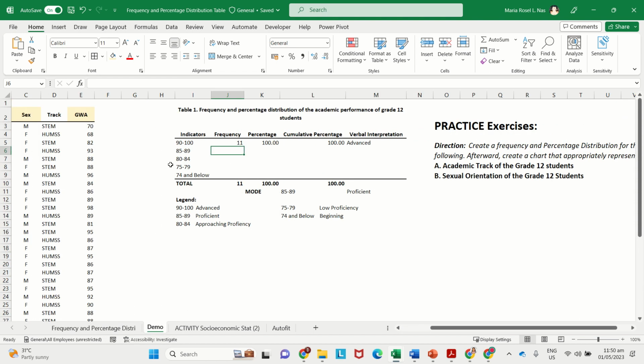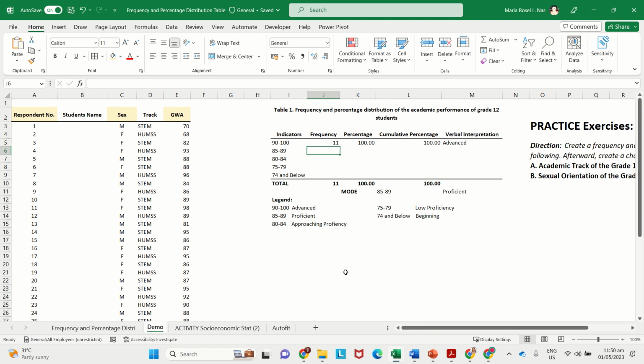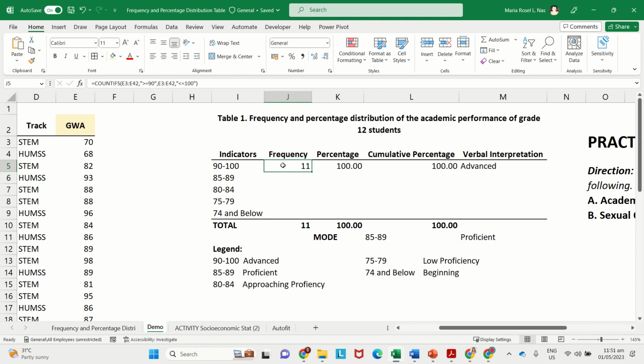So let's proceed with our demonstration. Here I have a blank table, except for the first row. I have here a blank frequency and percentage distribution table for the academic performance of the grade 12 students. So how did we get the 11?